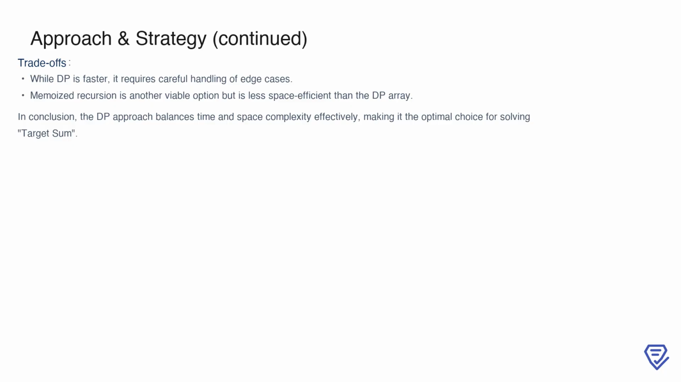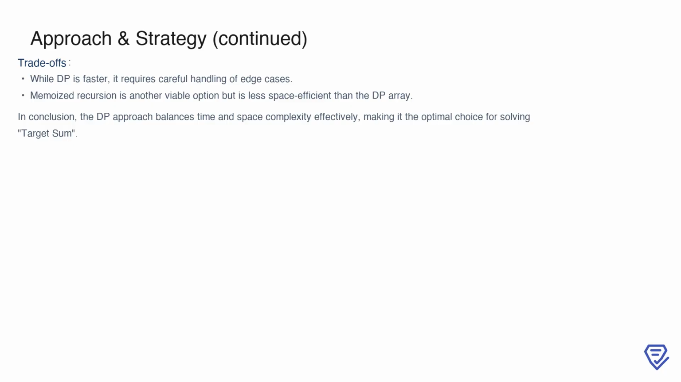While this method is faster and avoids redundant calculations, it requires careful handling of edge cases, such as when the sum of S and the target is odd or when the target is outside the achievable range. Memoized recursion, though another viable option, is less space efficient because it requires additional memory for storing results.